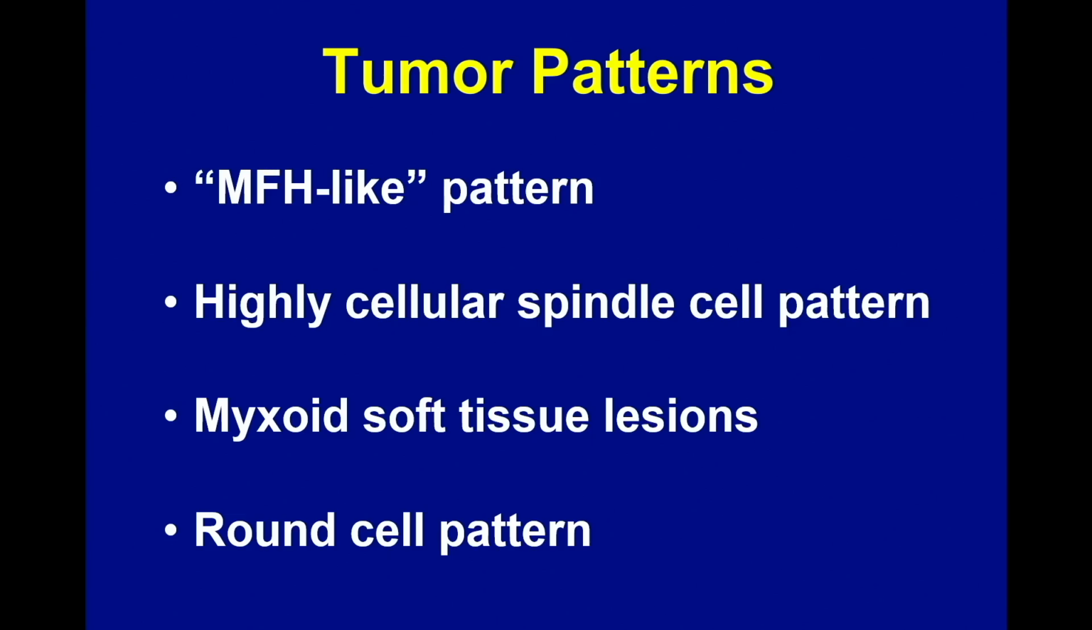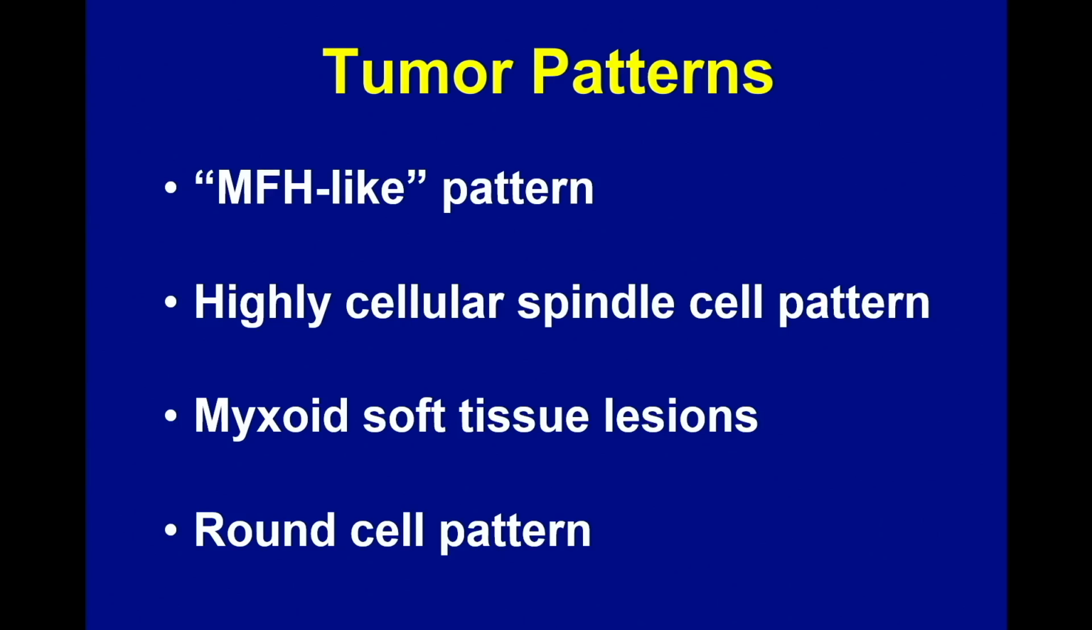A very common one is the quote, I put this in quotes, and you'll hear why. You probably already know why. MFH-like pattern. That's the really nasty pleomorphic looking tumor. Okay, so we'll talk about that first. Then we'll talk about a pretty classic pattern in soft tissue, which are just spindle cell tumors. Cellular spindle cell tumors that make you think you're dealing with a sarcoma. Then we'll talk about myxoid lesions, which is everybody's least favorite topic. They're really difficult to manage, but I'm going to give you an approach which I actually do think is practical.